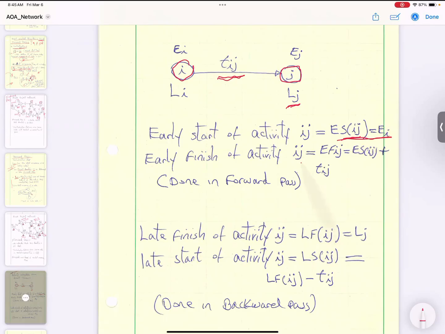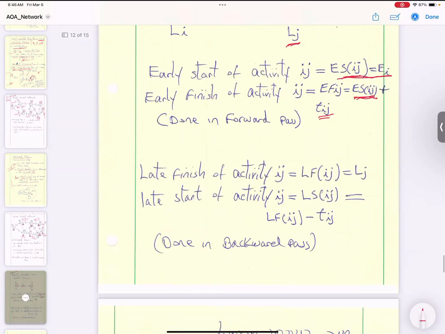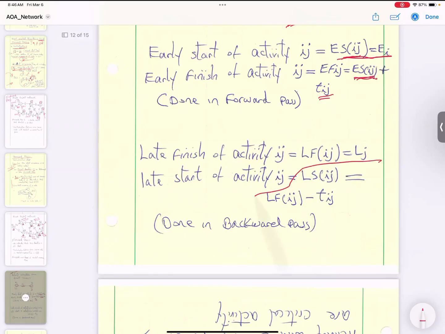Early finish of activity ij is equal to earliest start of ij plus T sub ij. E sub earliest start plus T sub ij. That we did in forward pass, and we did this one in backward pass. So that's what we did.